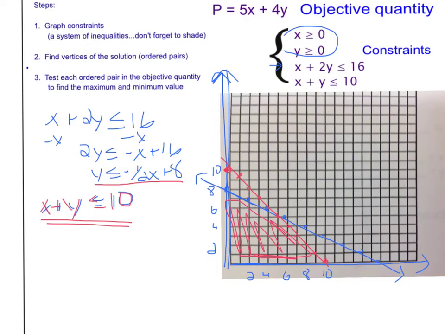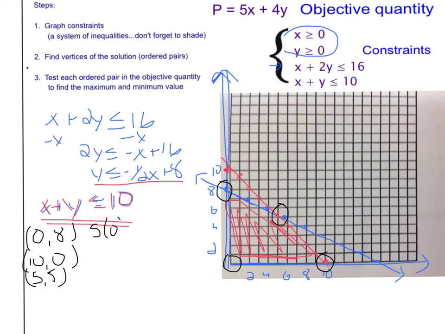So next, choose your vertices, and remember it has to be the corner pieces. Now I'm not even going to test 0, 0, because if I'm trying to find profit, I want the best. So I have a 0, 8, I have a 10, 0, and then this one right here is a 5, 1, 2, 3, 4, 5 it looks like. So a 5, 5. So test all your points in your objective quantity.